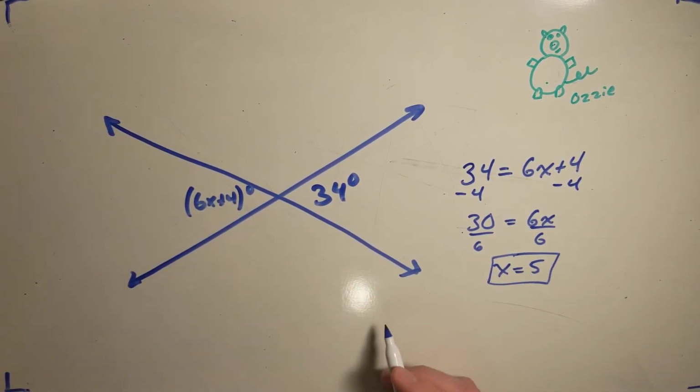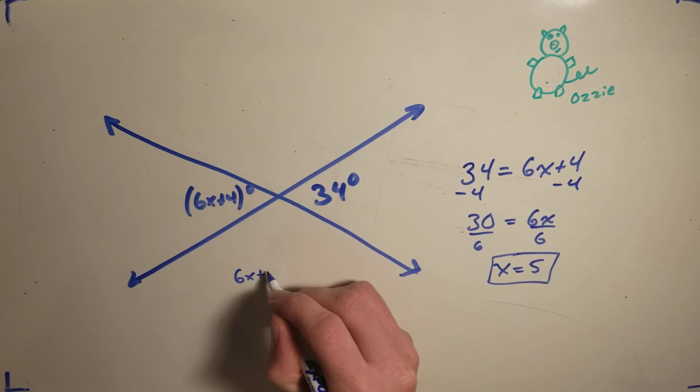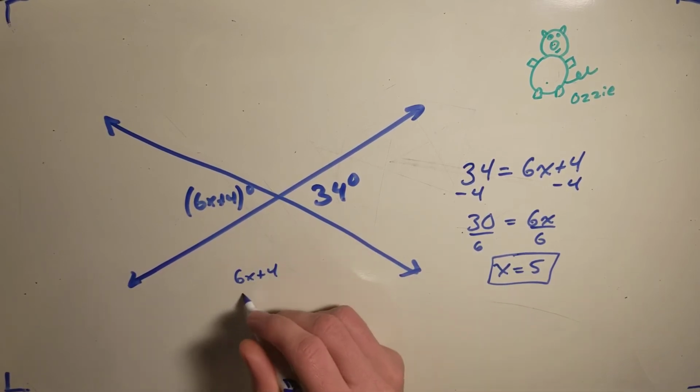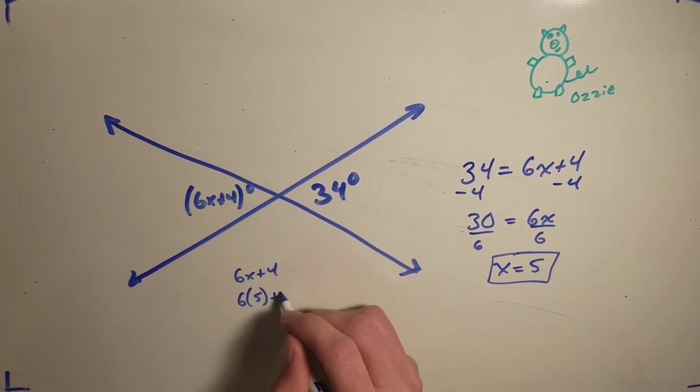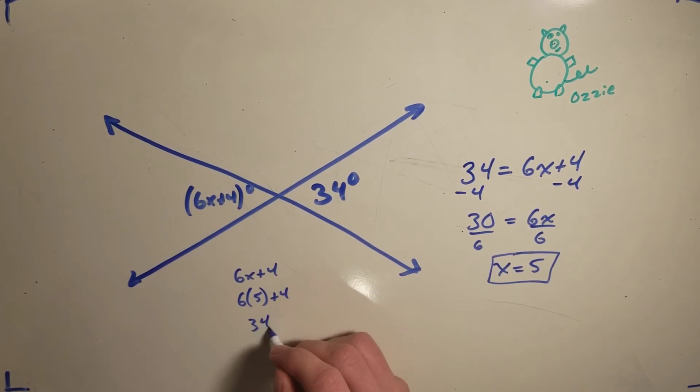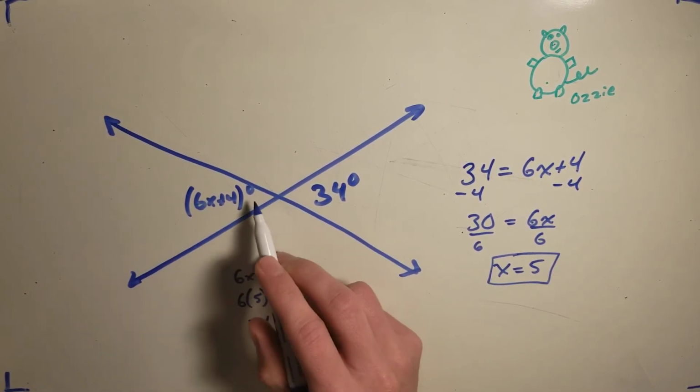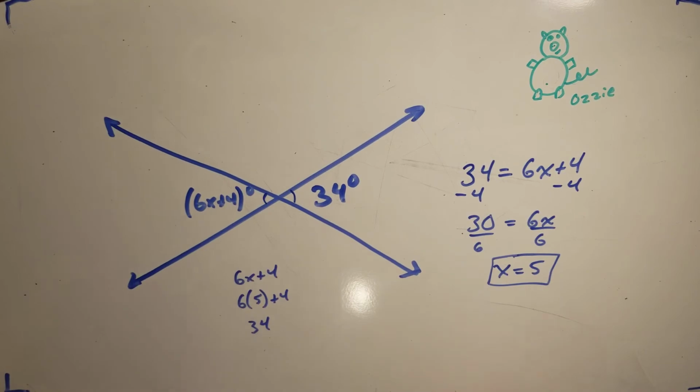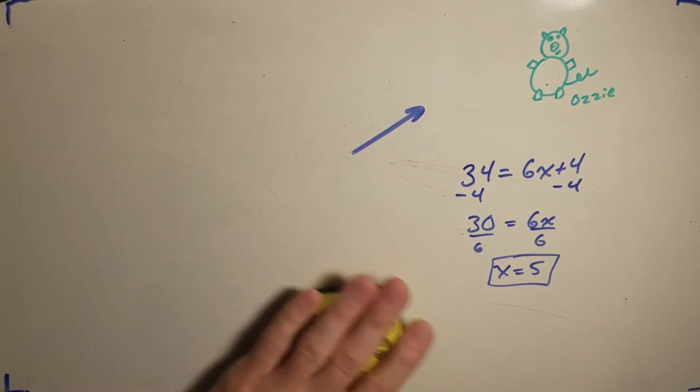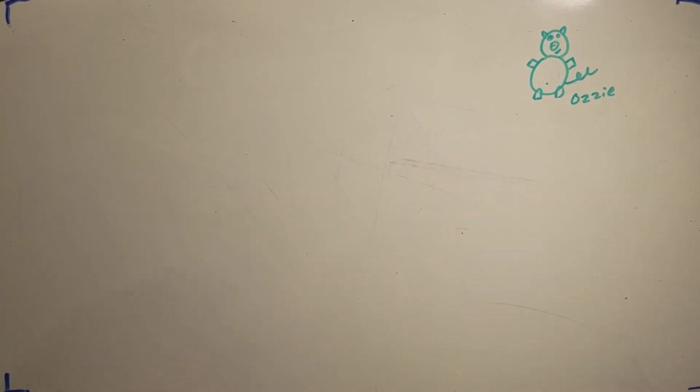And then if you want to make sure you're right, take your 6x plus 4 and put in a 5 for x. So 6 times 5 plus 4, you end up with 34. And it should be 34 because these are vertical angles here. They should have the same measurement. Alright, on to our last one of the day.